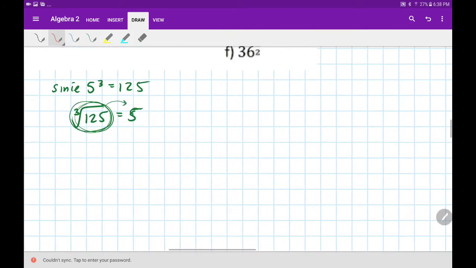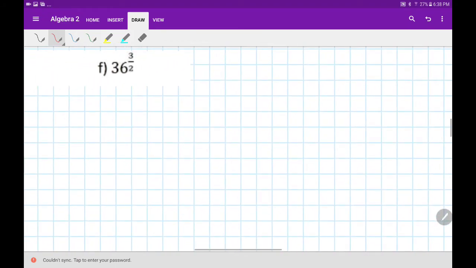So let's try this problem, F. So we're going to rewrite it. It's going to be 36 with a root of 2, which just means a square root, and a power of 3. I'm going to put the power on the outside. So it's up to you. Do you want to do 36 cubed first? Or would you prefer to do the square root of 36 first? I would like to do the square root of 36 first because I know that that's 6. And then the very last step, I'll cube it.